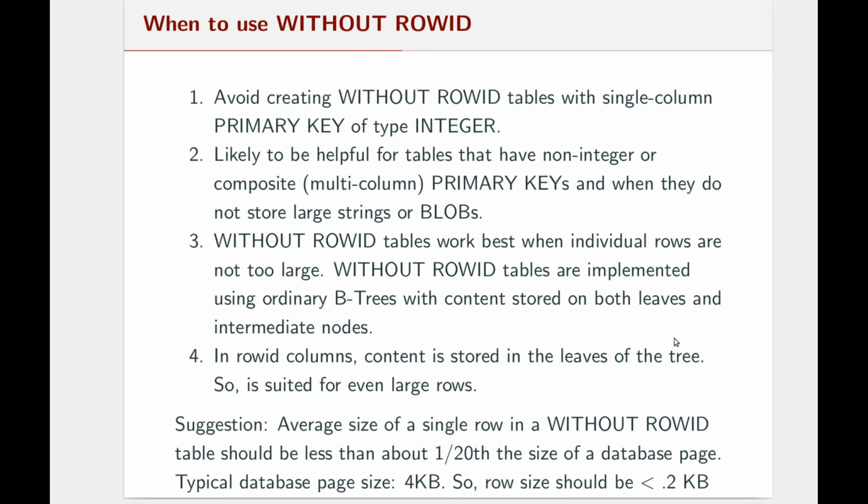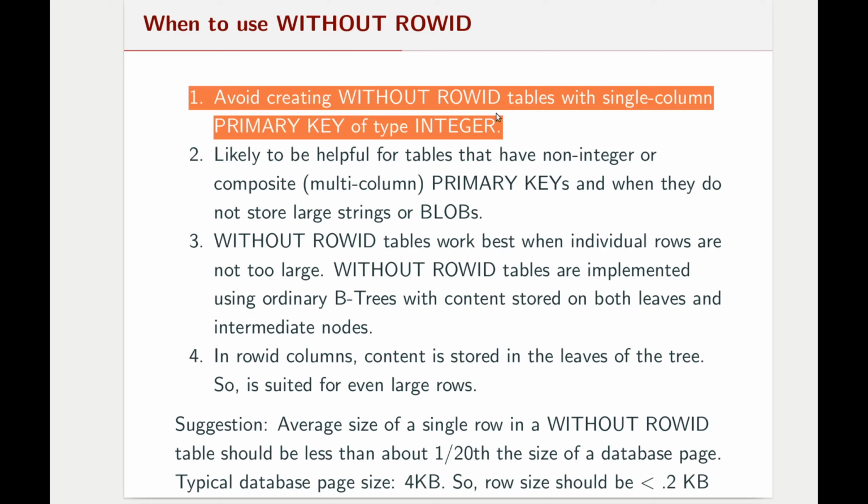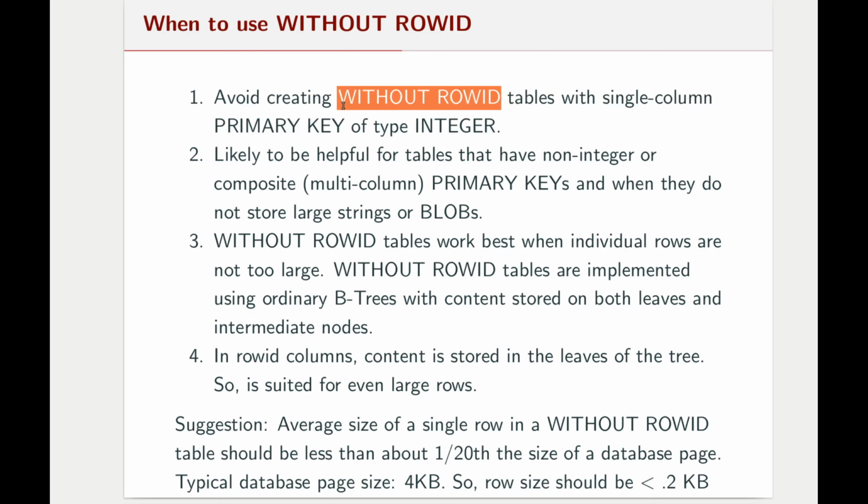Now that we have seen a bunch of details about without row IDs, why not just use without row ID all the time? Clearly, if we can take care of our primary key constraint, we can just throw in without row ID all the time and get the advantage of getting rid of the row ID column. Turns out there are a bunch of scenarios when you might not want to use without row ID. Let's see what they are. For starters, avoid creating without row ID tables with a single column primary key of type integer. You're basically mimicking a primary key. Whether or not you have without row ID is not going to make any difference here, so it's useless for you to do this.